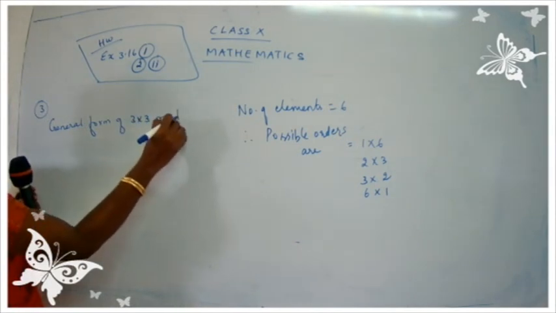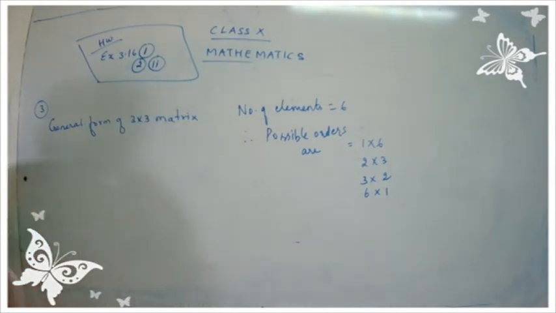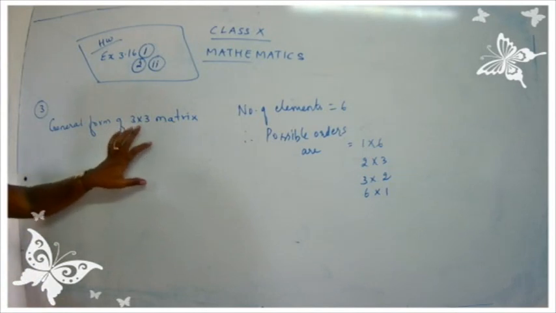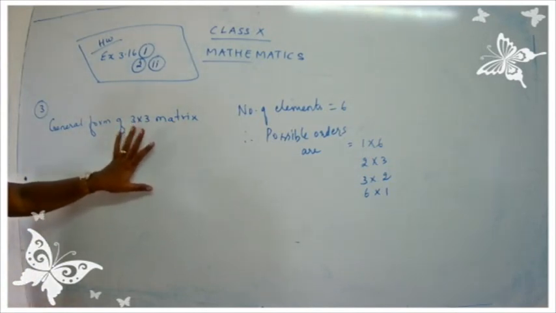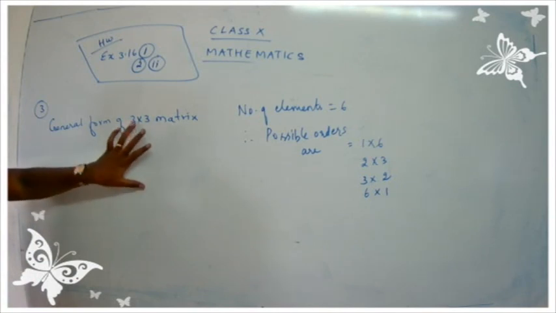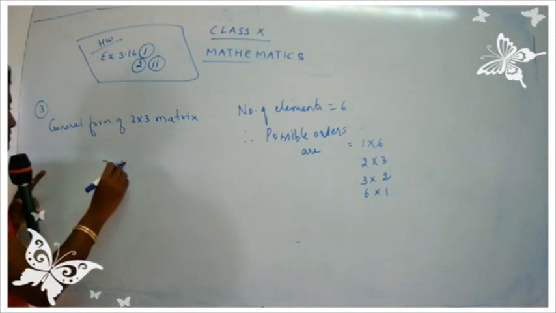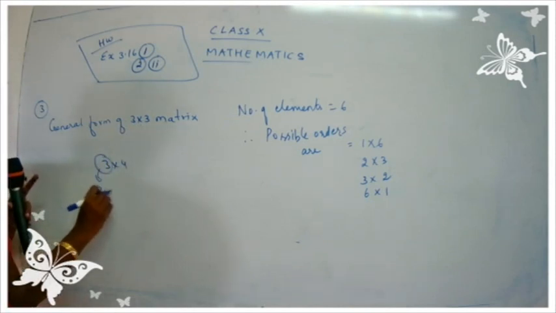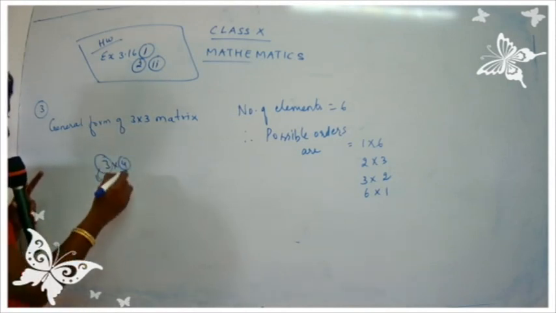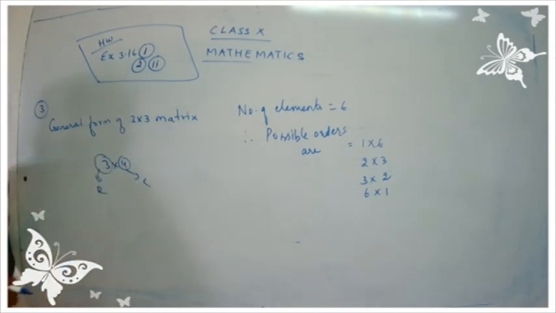What is the meaning of 3 by 3 matrix, children? 3 by 3 means number of rows is 3 and number of columns is 3. If you have 3 by 4 means 3 rows, 4 columns. Are you getting my point? Similarly, now here they are asking you for a 3 by 3 matrix. So let us write the general form of 3 by 3 matrix.